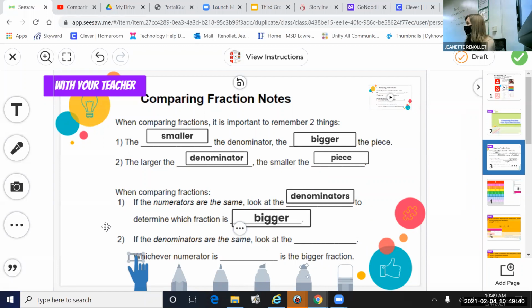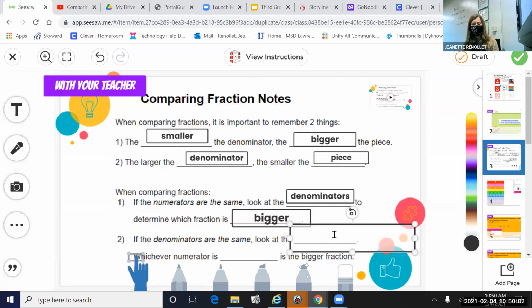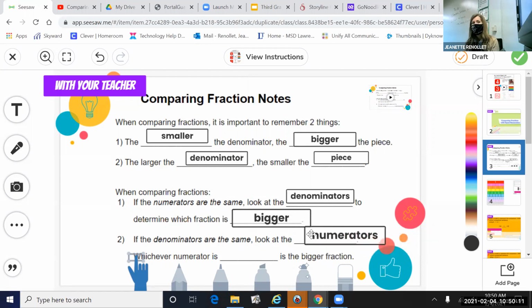Okay, number 2 tells us, if the denominators are the same, look at the numerators. That's what we did the past few days. When the denominators are the same, look at the numerators. We've been doing a really good job with that.